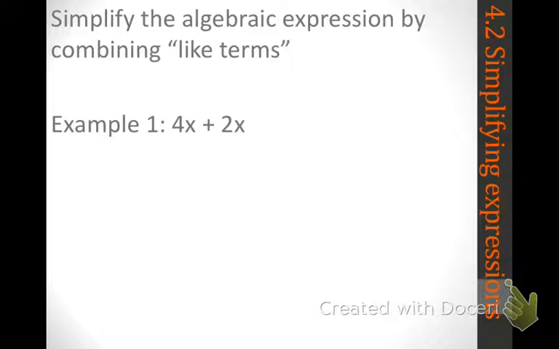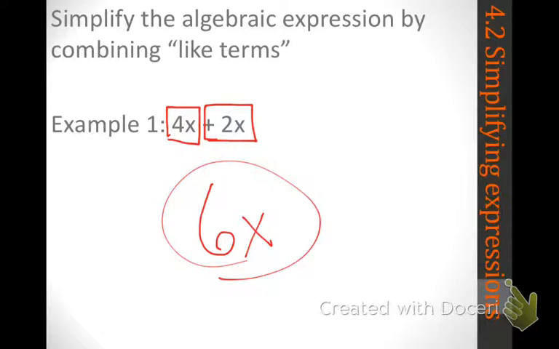Now we're going to move into actually simplifying algebraic expressions. We're going to start by just combining like terms. So in example 1, the algebraic expression here says 4 times x plus 2 times x. We say that those are like terms. There are 4 x's here, and there are positive 2 more x's there. We can put those together because they are both x's. We can say I have 4 x's plus 2 more x's. The answer would be that I have 6 x's. So 6x is the answer.